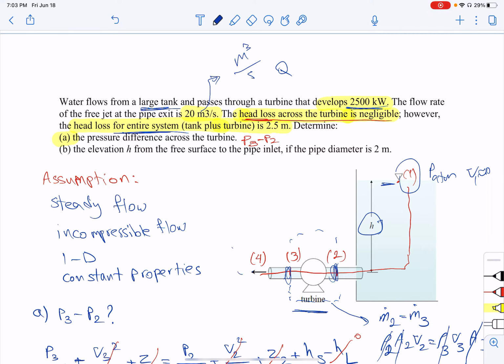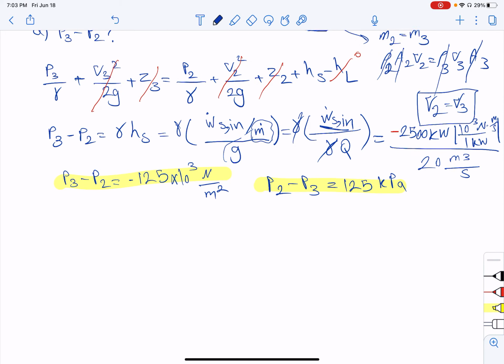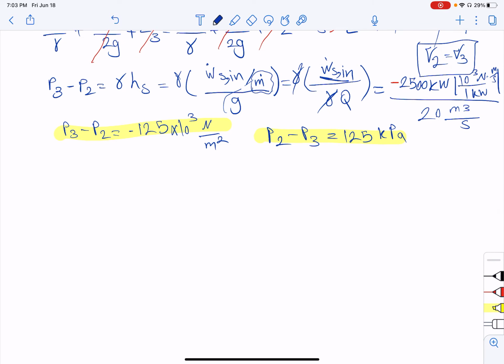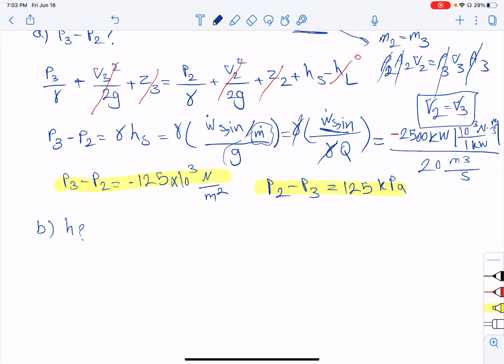So now we are trying to find H, and for that let's use point 1 and point 4. So again, this is part B. We are trying to find H, right? Now let's just write down the conservation of energy between 1 and 4.